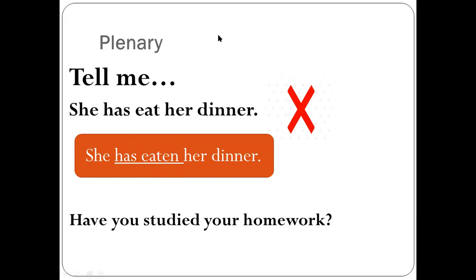Next one. Have you studied your homework? This is what we call yes or no question. Have you studied your homework? Now, this sentence is absolutely correct. Okay, so I hope that you understood everything that I discussed today.